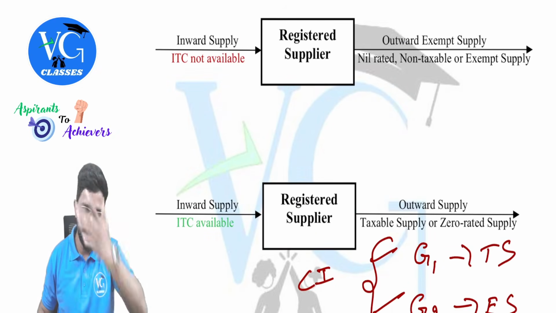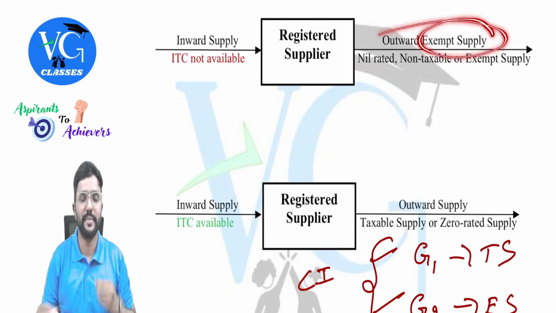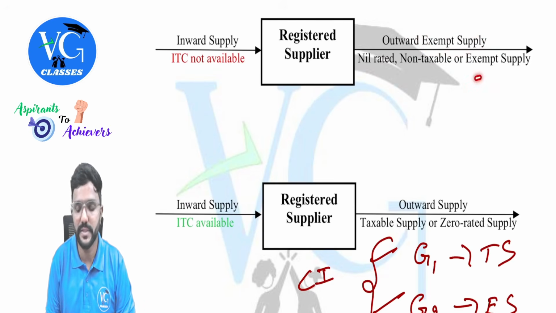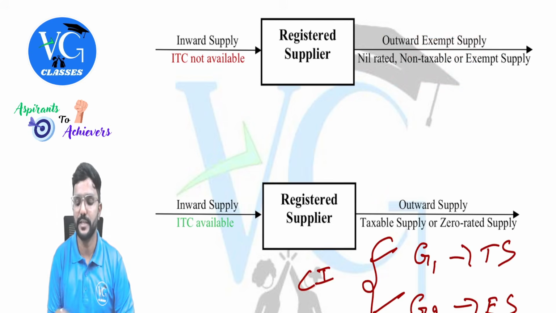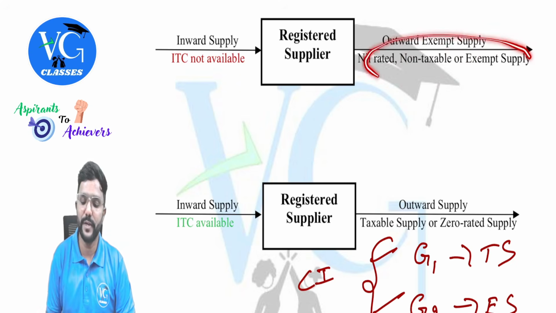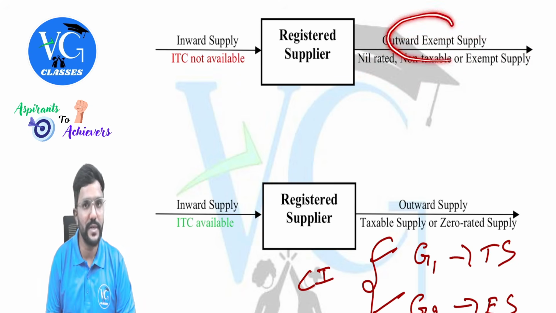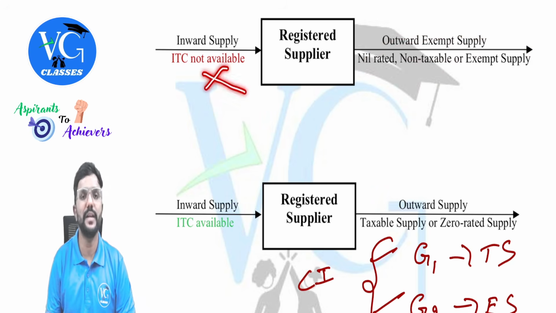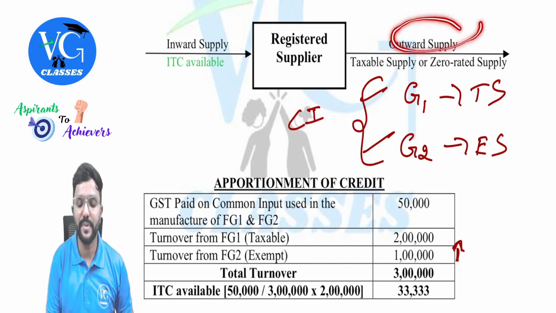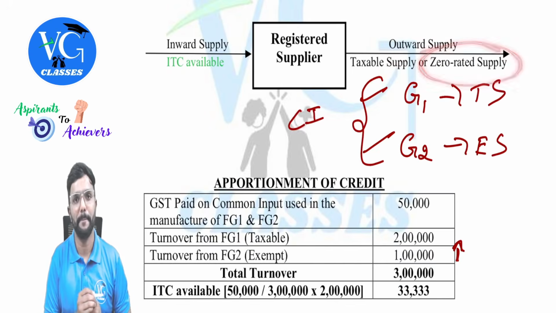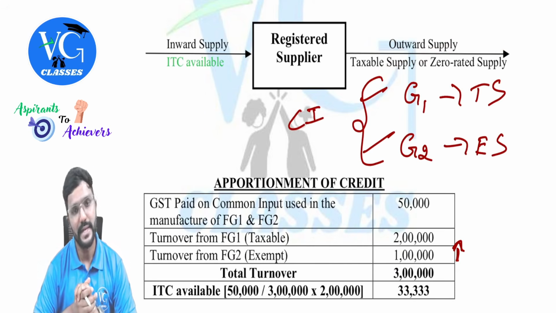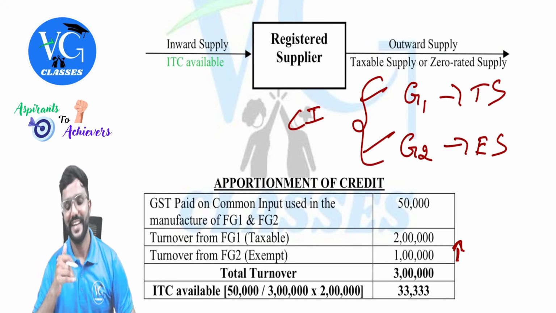Now, assume an outward supply is exempt supply. Sir, is credit available? Exempt supply includes nil rated, wholly exempt supply, and non-taxable supply, guys, as per section 2, clause 47, which defines exempt supply to include all these three. So if outward supply is exempt, then there is no credit available on inward supply. Same way, if outward supply is taxable, including zero rated supply, is credit available on inward supply? Yes, credit is available. Next.